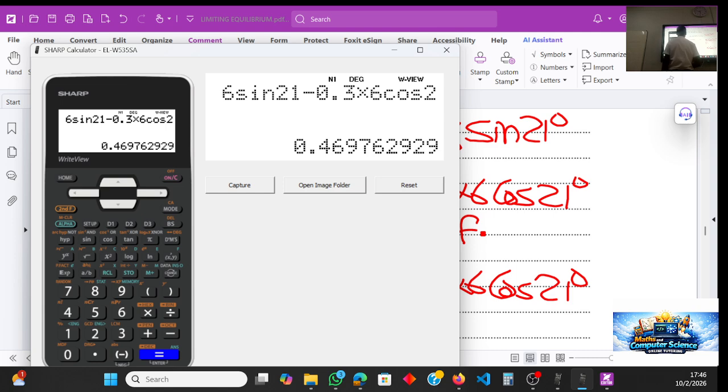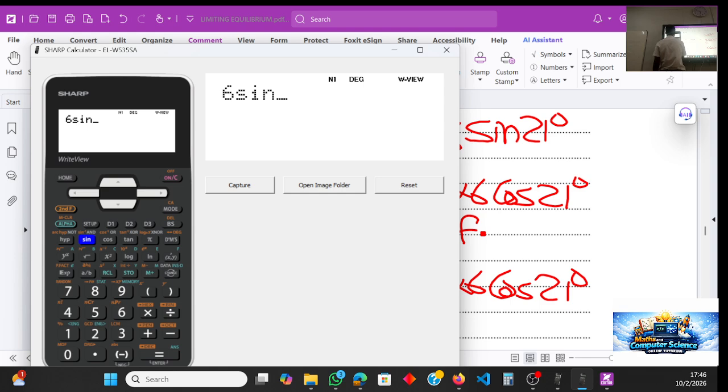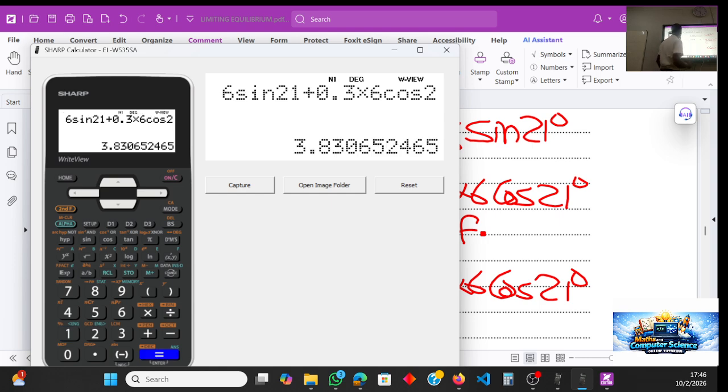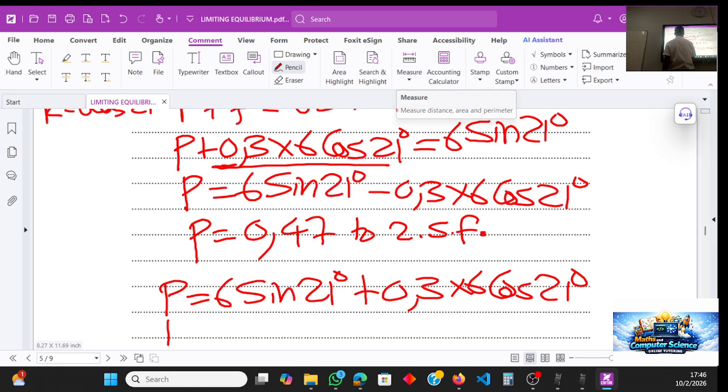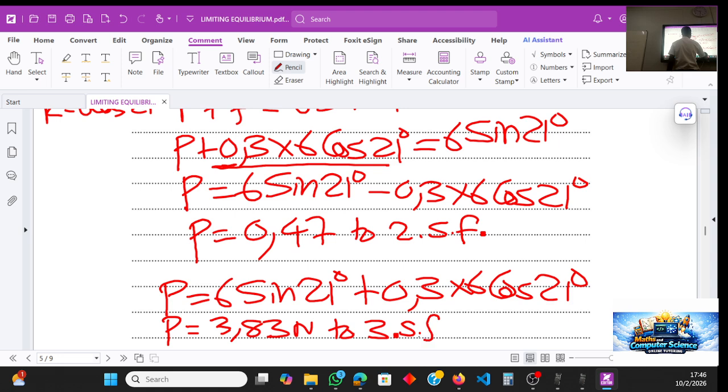Now when I bring my calculator, we are simply saying we want to change where we have a negative there. So it's going to be 6 sine 21 plus, this time around, 0.3 times 6 cos 21, which will take us to 3.83. So this time around, our P is equal to 3.83. So P is equal to 3.83 newtons to three significant figures. So there we are, we're done with the problem.